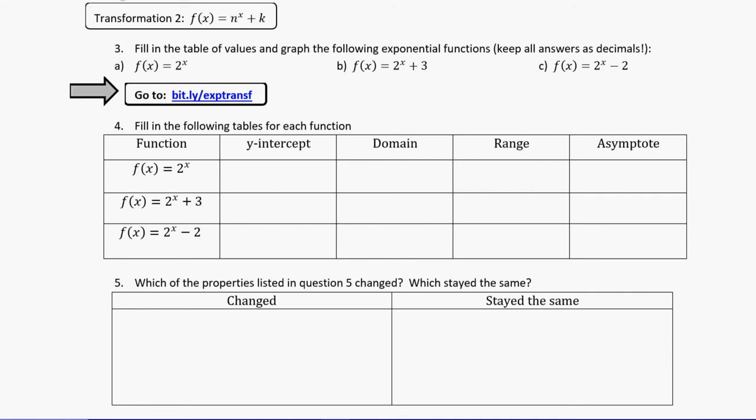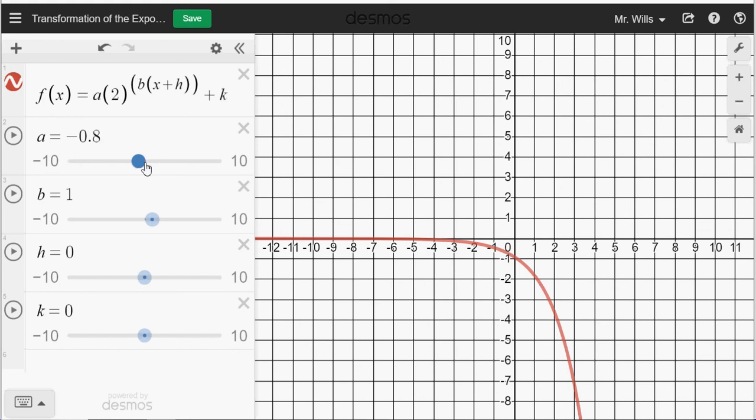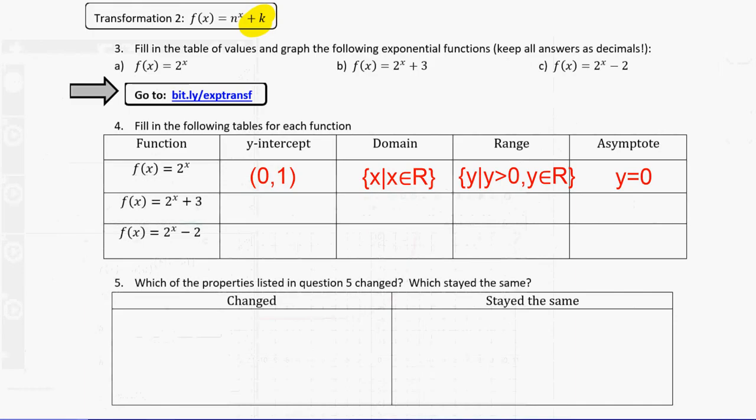Our next one looks like this. So here we go. We're going to talk about the k value, that constant at the end. And again, we've got the base, which doesn't change, of course. We know that one already. Now here, if we change our k value to +3, I'm going to switch this guy back to 1, which is right here, and switch this k value to 3, so we can see it's being shifted up. And so I can record the data here. Y-intercept is (0, 4). The range changes, and the asymptote also changes, so a lot has changed here.